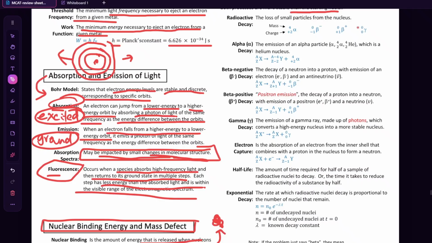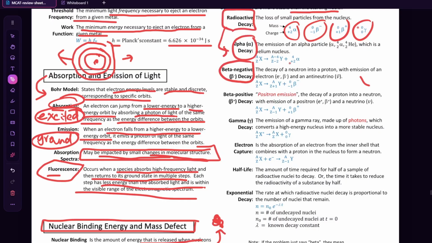There are several distinct types, and each one changes the nucleus's mass number and charge, which is its atomic number, in a specific and predictable way. So we have alpha decay, beta minus, beta positive, and then gamma decay. So radioactive decay, these are the types, right? Alpha decay, beta negative decay, I just circled those, beta positive decay, and then gamma decay.